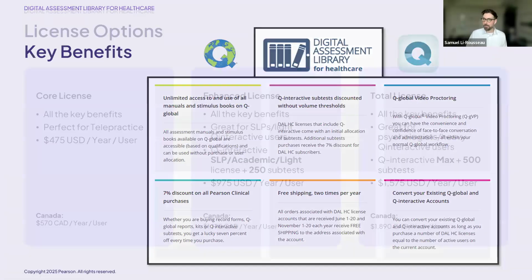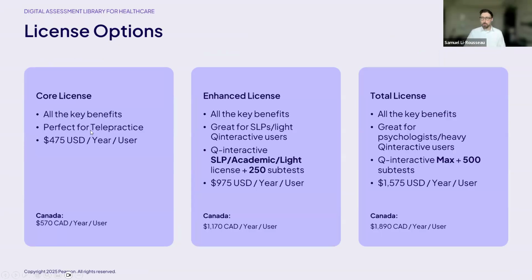So I'll talk about the options next, because this is probably what you're all sort of wondering in terms of the pricing and what's included in the offering. So there are three options to choose from: the core license, the enhanced license, or the total license. Okay. So we'll start here at the core license.